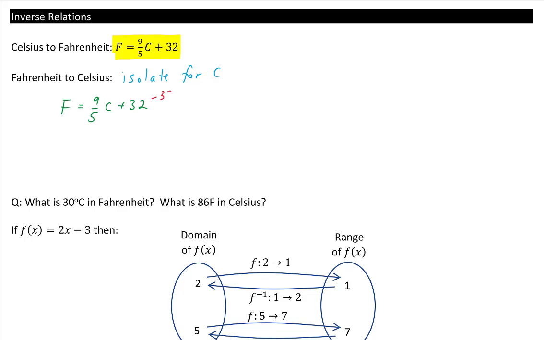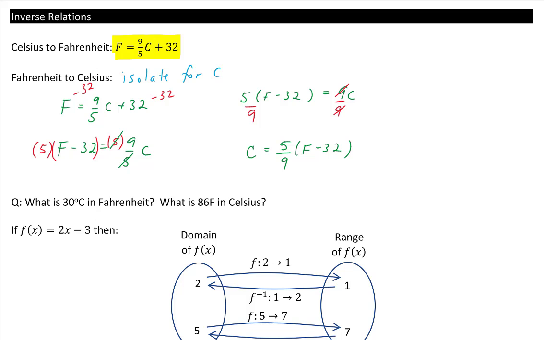So our first step is to minus 32 from both sides of the equation. Next step, we can multiply both sides by 5. And finally, we can divide both sides by 9. And what I now have is a formula that converts Fahrenheit to Celsius. So these formulas are what we call the inverse of each other. The one converts Celsius to Fahrenheit, and the other one converts Fahrenheit to Celsius.